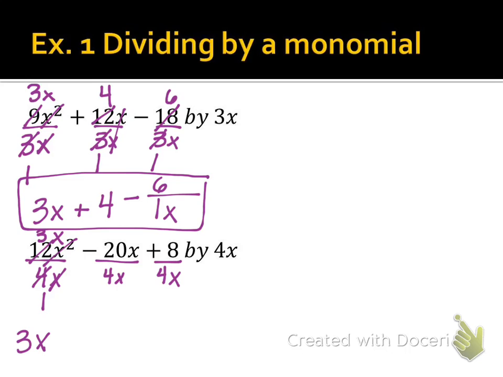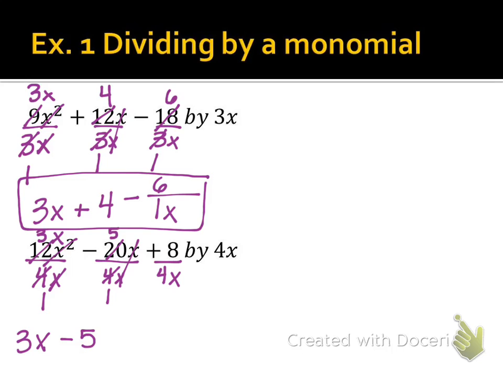Let's go on to the next one. What number can go into both 4 and 20? 4. 4 goes into 4 one time. 4 goes into 20 5 times. What can I do with my x's? Cancel them out because x over x, we just cancel it out. Now, what's the sign right there in front of 20? Negative. So we've got to make sure that stays negative 5.